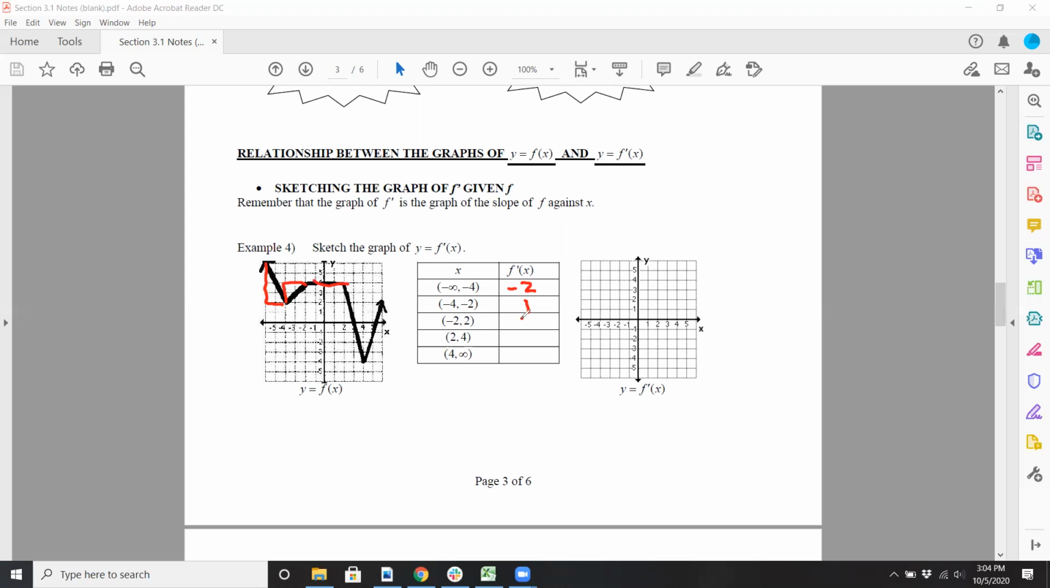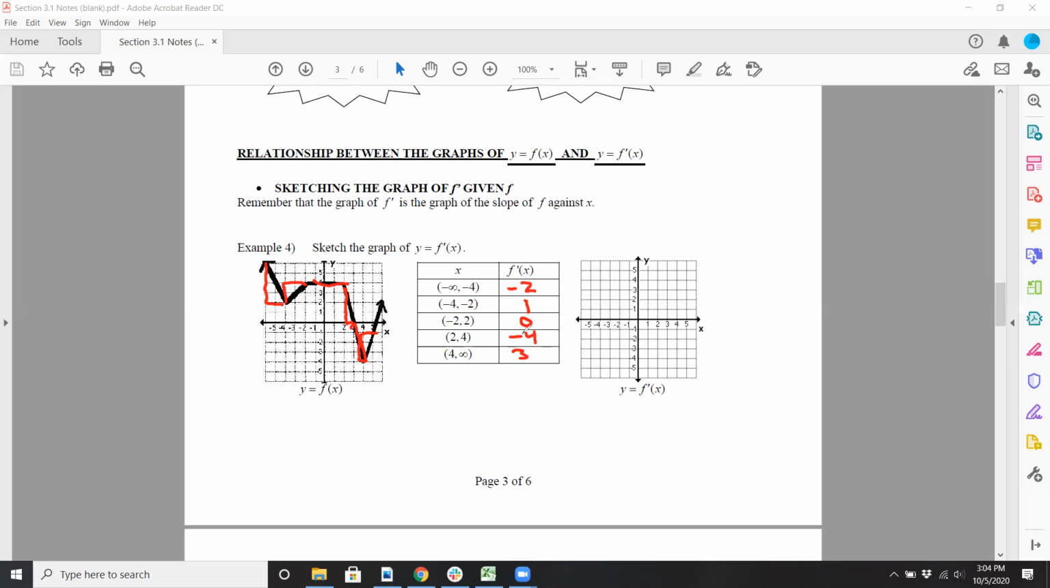That's flat, slope of 0. 2 to 4 looks like it goes down 4 and right 1, so negative 4. And this one here looks like it goes up 2 over 1. Let me look at that, if I'm seeing that correctly. No, it looks like it's probably going up 4 over 1. Actually, let me take that back again. So that's definitely negative 4. It looks like this is actually going up 3 over 1, so we'll say positive 3.